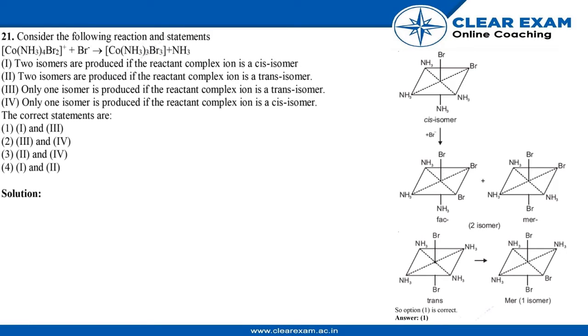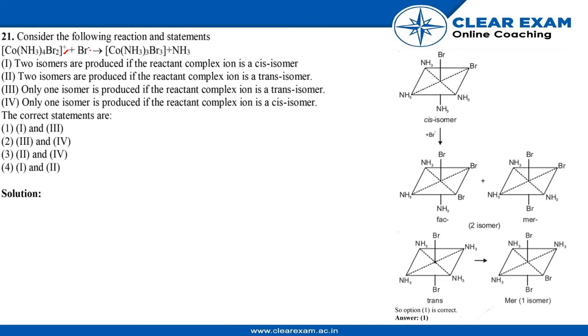Hello everyone. So here we'll start with question number 21, which says, consider the following reaction and the statements. [Cu(NH3)3Br3] plus anion Br minus goes to [Cu(NH3)3Br3] plus NH3.